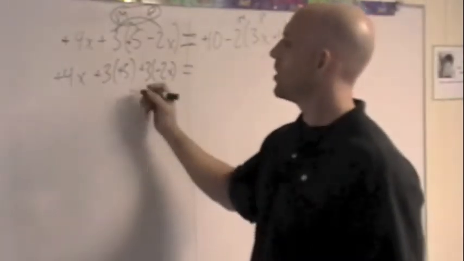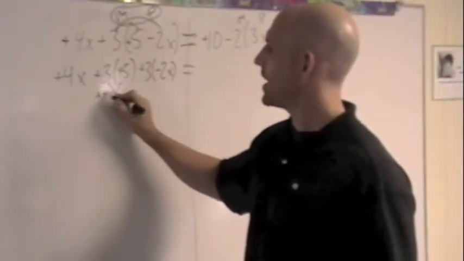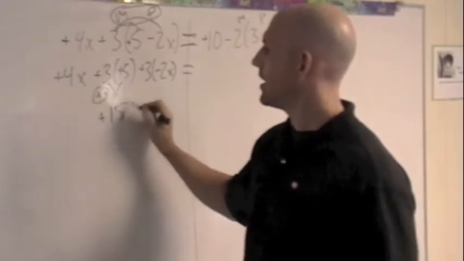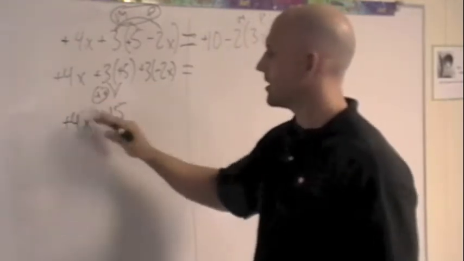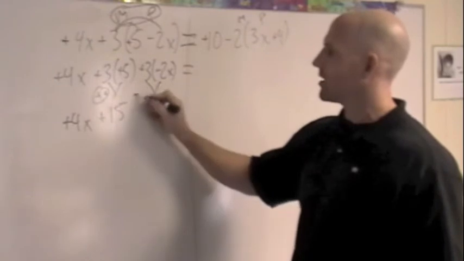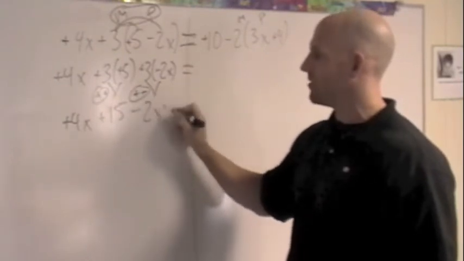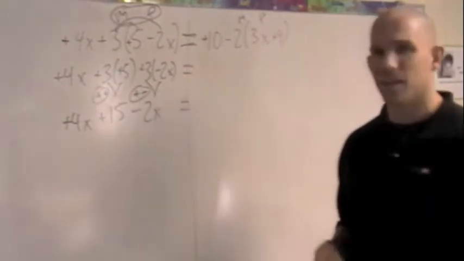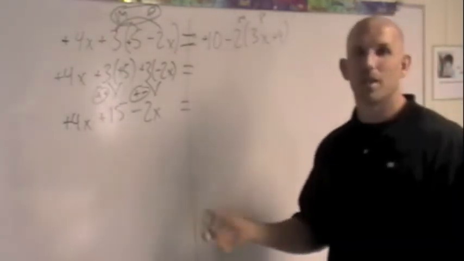So I go ahead and multiply these guys out. I know it matches, so that's a positive 15. The positive 4x didn't go anywhere, so keep him there. And over here, they did not match, so I know it's a negative 2x. Anything else I can put together? I want to make sure I put together those like terms.